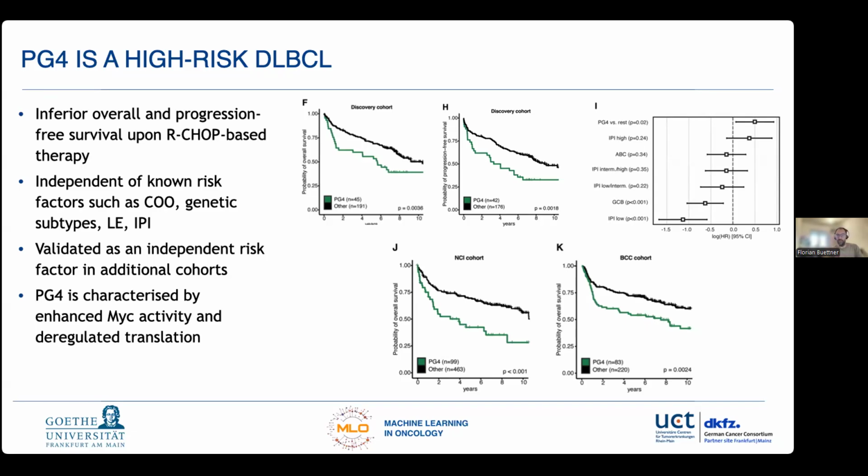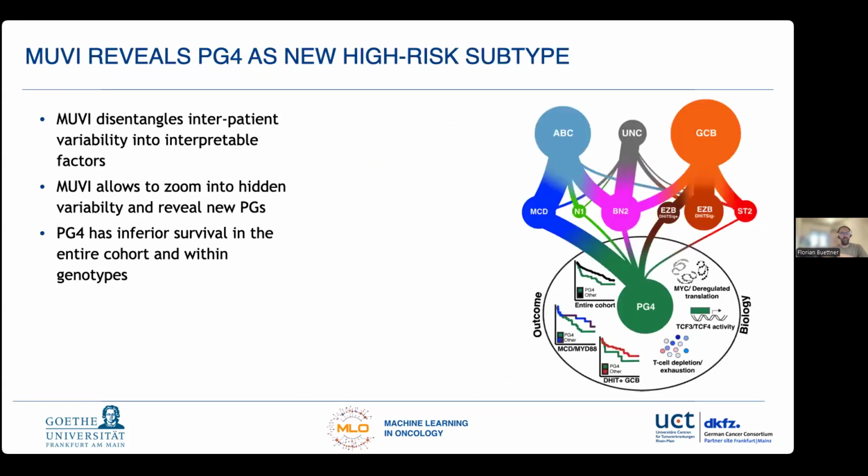And because MOVIE is interpretable, we can easily look into the model again and check which pathways actually explain these proteogenotypes. In particular, PG4 was characterized by enhanced MYC activity and deregulated translation. So what I've tried to show in this application very briefly is that MOVIE can disentangle this interpatient variability into interpretable factors that are linked to pathways. It allows us to zoom into hidden variability and reveal new proteogenotypes, in this case just by removing the known risk factors in the latent space.